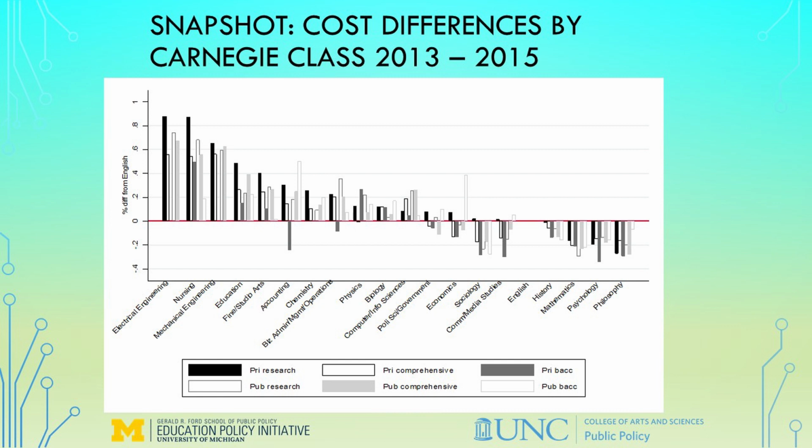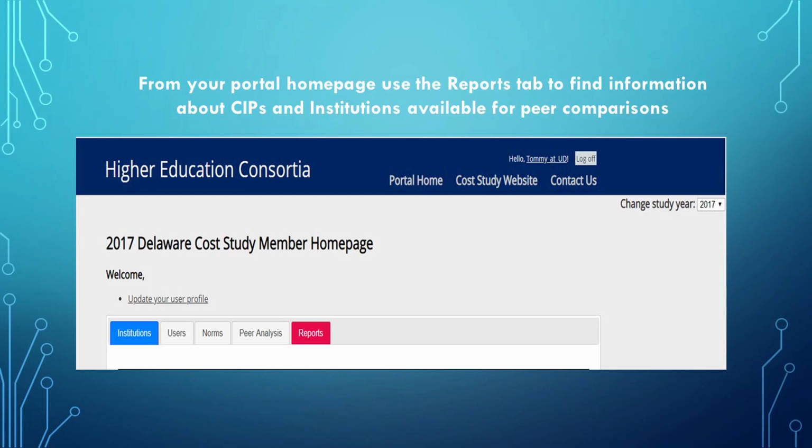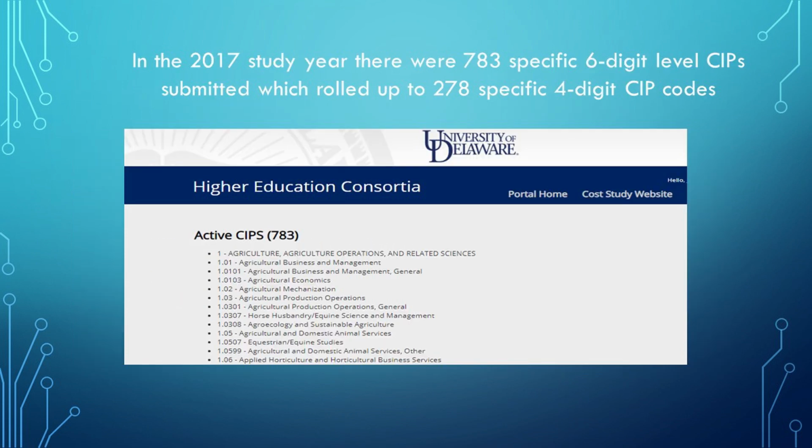So we're going to go to the portal, and in the portal, if you first start out with the reports page on your home page, you'll be able to find a list of CIPs that were reported for the year. Now, I just highlighted this because sometimes we skip past this information, but in the 2017 year, there were a total of 783 specific 6-digit level CIPs that were reported to the cost study. And I just have a beginning of the list there.